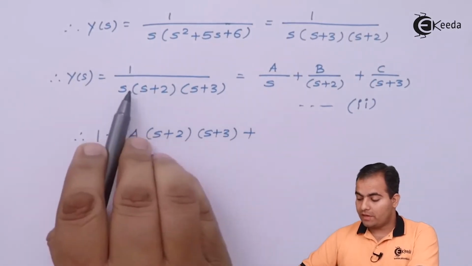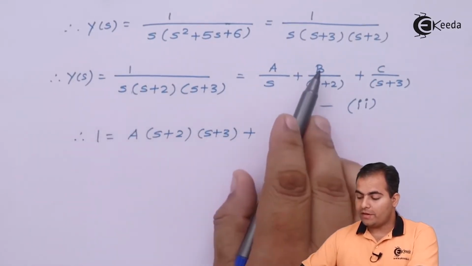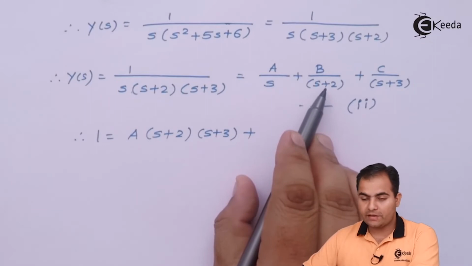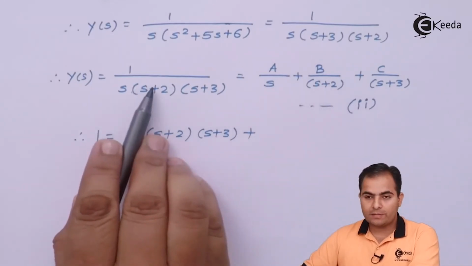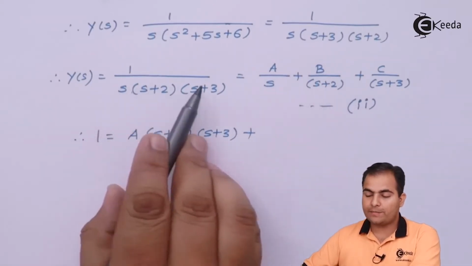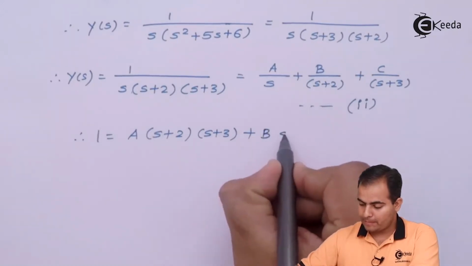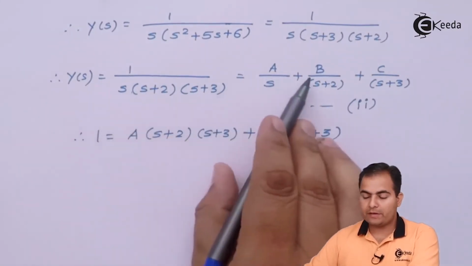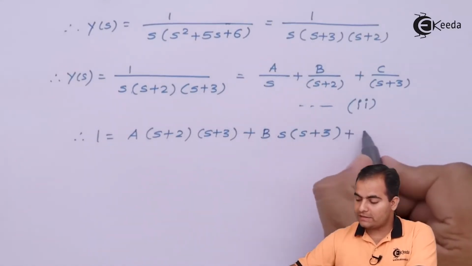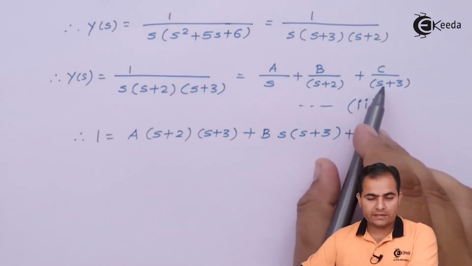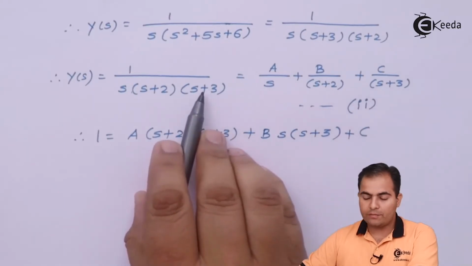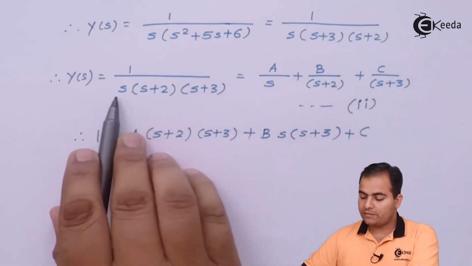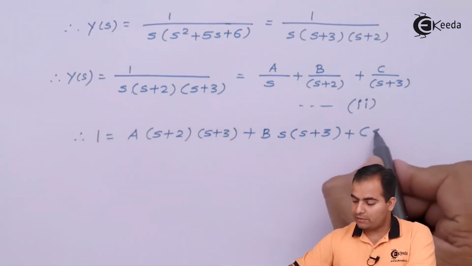Now on the left hand side of the denominator, here we have B, and in the denominator of B we have s + 2. So exclude this s + 2 part and multiply the rest of the part with B. That is s into (s + 3) will multiply with B. Now the last one is C. In the denominator we have s + 3, so remove this s + 3 part and just multiply the remaining term, which is s into (s + 2).